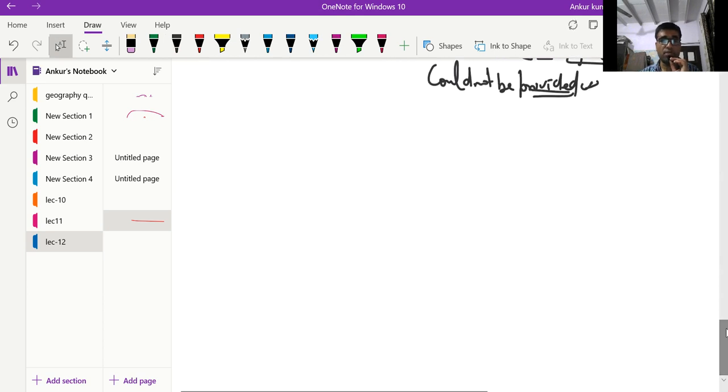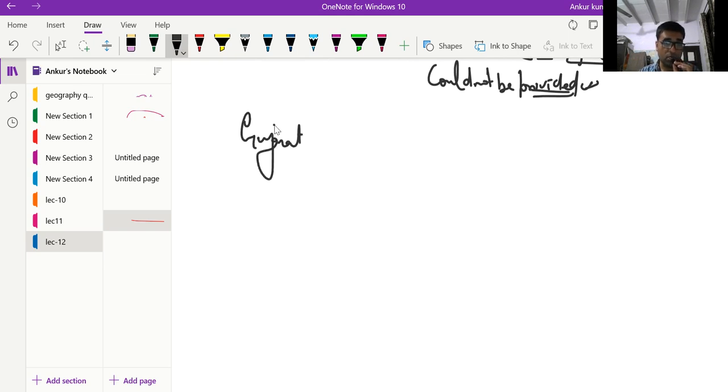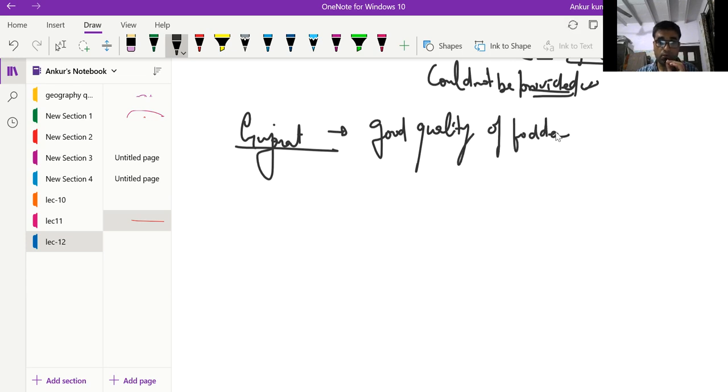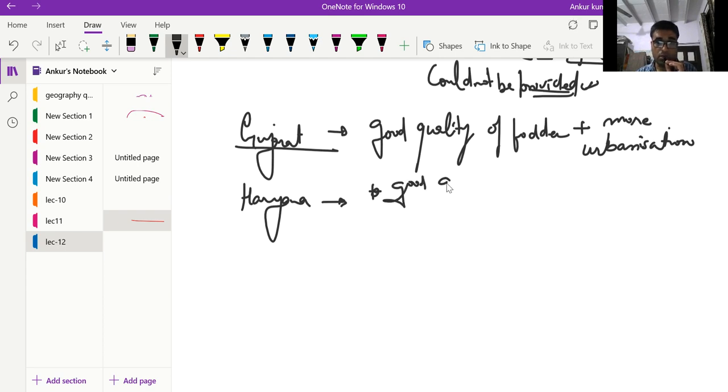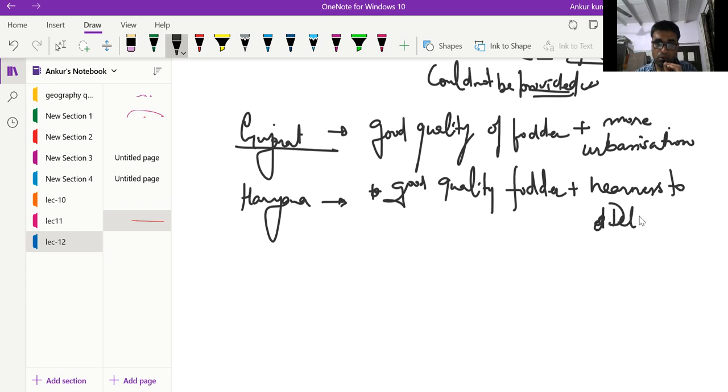So the program was more successful in states like Gujarat. Why in states like Gujarat? Good quality of fodder, plus more urbanization. Similarly, in the case of Haryana, the same reason can be given: nearness to Delhi plus good quality of fodder. So there was good demand for the milk.